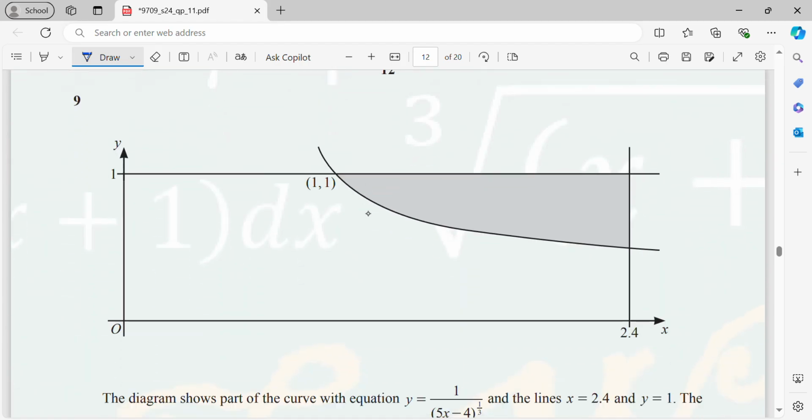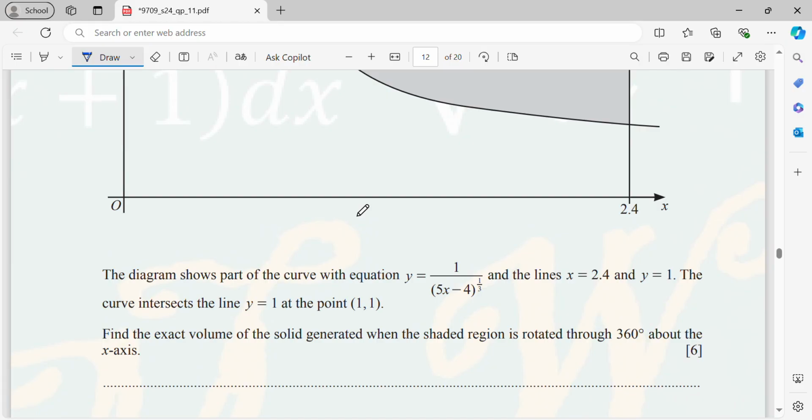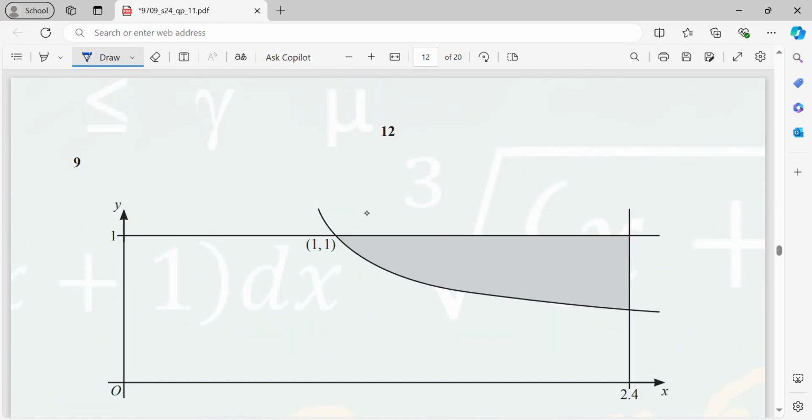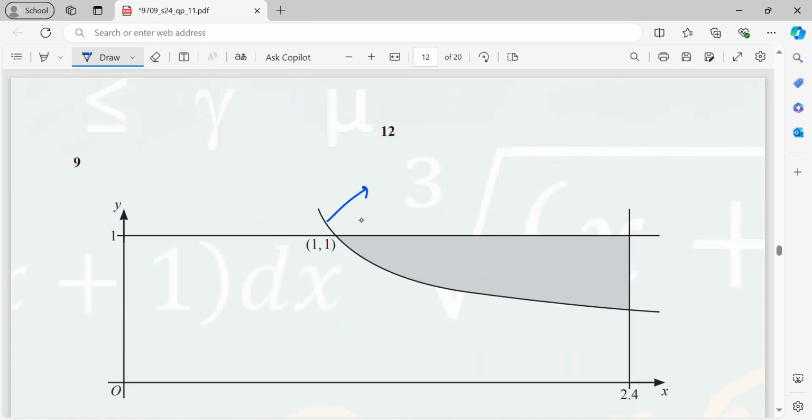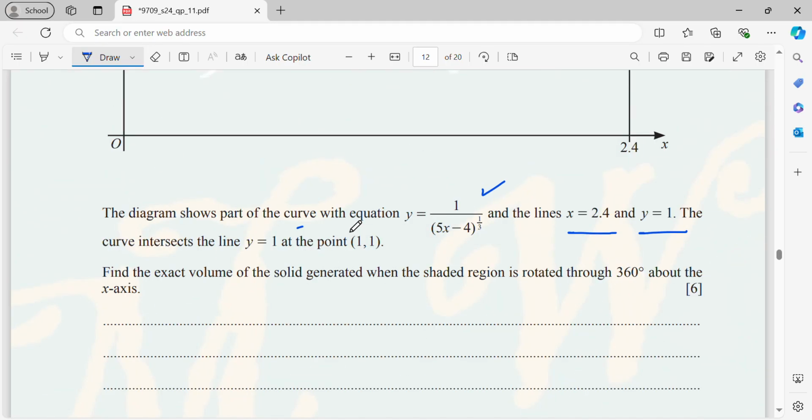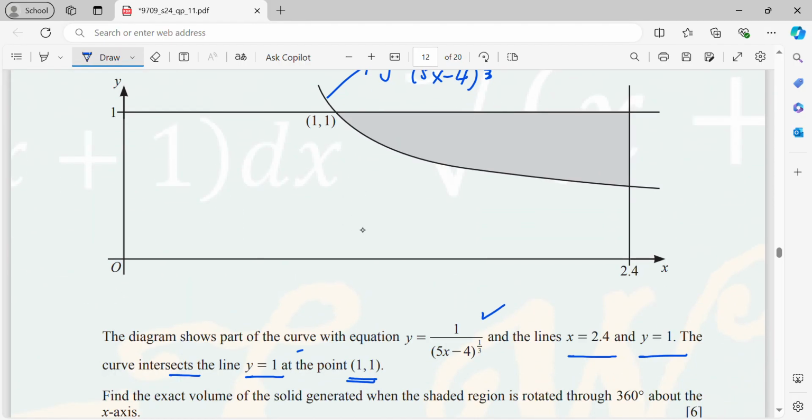Now next question, number 9. Okay, the diagram shows parts of the graph with this equation and the lines x equals 2.4 and y equals 1. So that means this is the curve. y equals 1 over (5x minus 4) to the power of 1 over 3. Okay, now the curve intersects y equals 1 at (1, 1). So this is the intersection point.